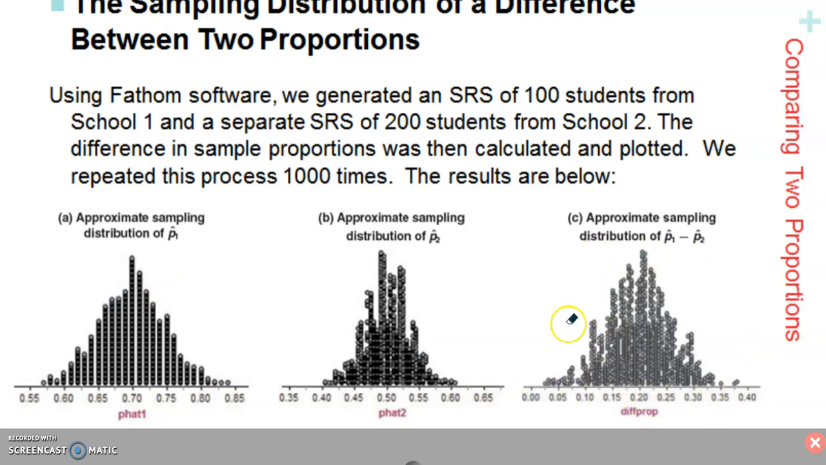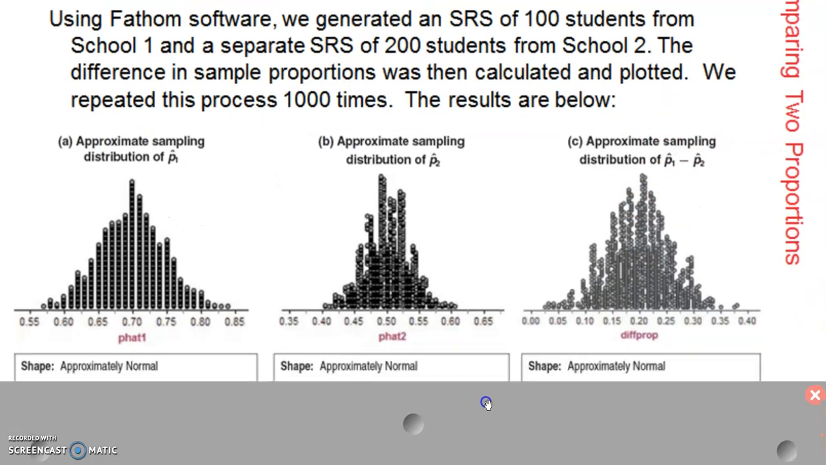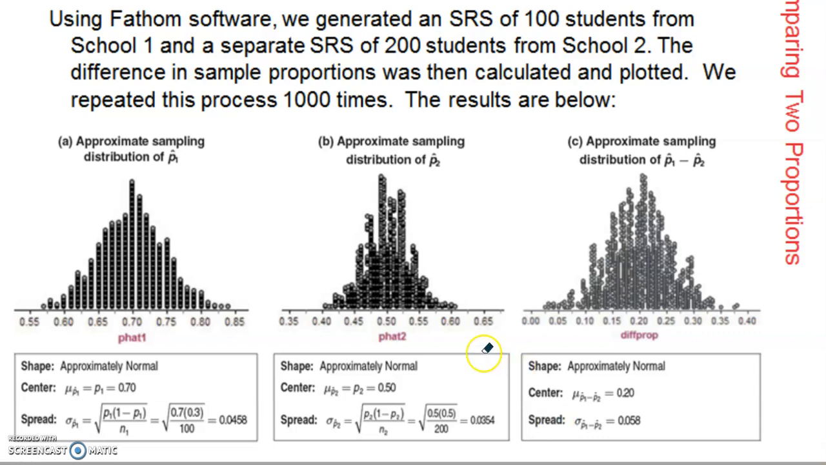So what can we say about this approximate sampling distribution of p hat 1 minus p hat 2? Take a look at where it's centered. It's at 0.2 because that's the difference in those two. That's pretty obvious. But notice how spread out it is. Its standard deviation: how is that related to these two?